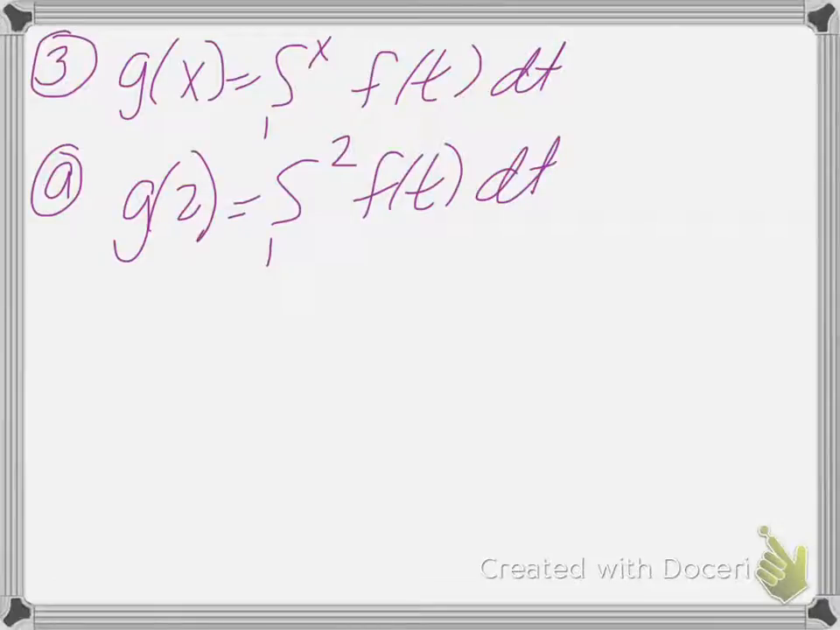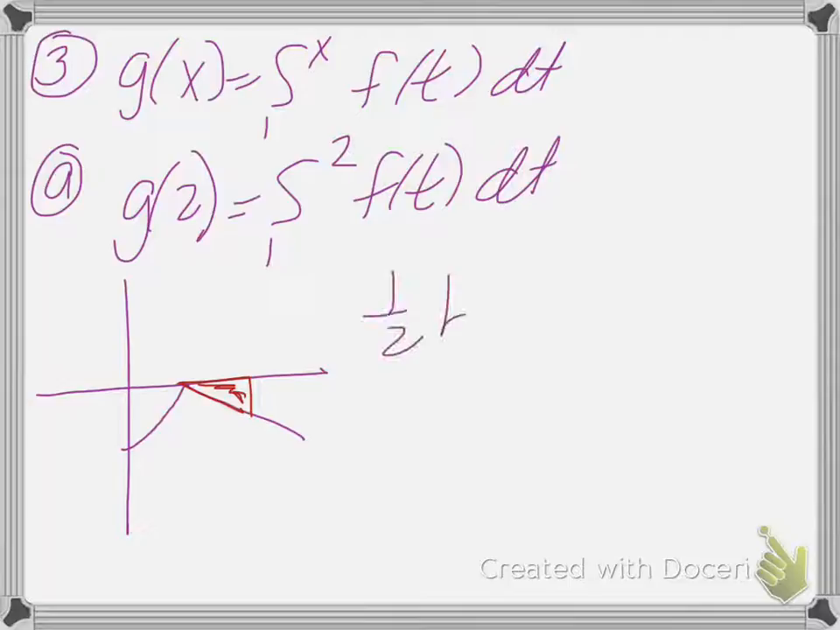So if you look at the picture, I'm just going to do the right side. From 1 to 2, you're going to get this triangle like that. So the area of a triangle is 1/2 base times height. So the base, right here from 1 to 2, is just 1.